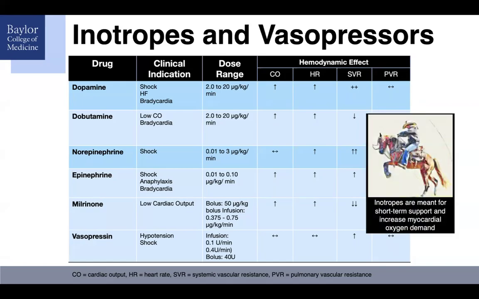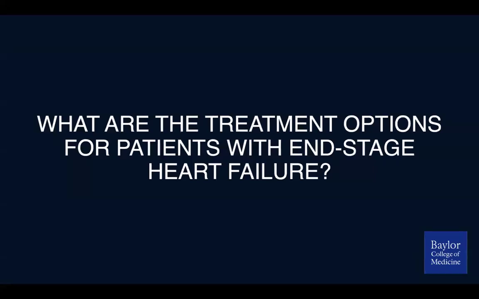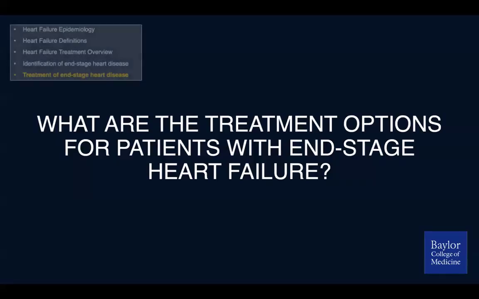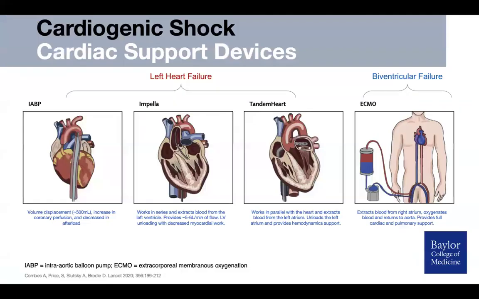So inotropes are meant for short-term support, and they're sort of a whip for the heart because they increase myocardial oxygen demand. So what are the treatment options for patients with end-stage heart failure? These include cardiac support devices. If the patient has cardiogenic shock, you can think about temporary support devices.